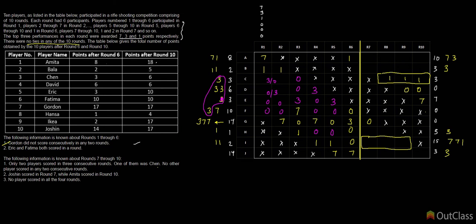Now where are we going to put these? What are the other clues? Joshin scored in round 7. J scored in round 7. That's his only 3. The others are all 0.